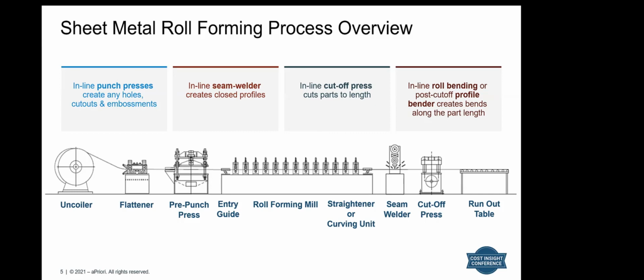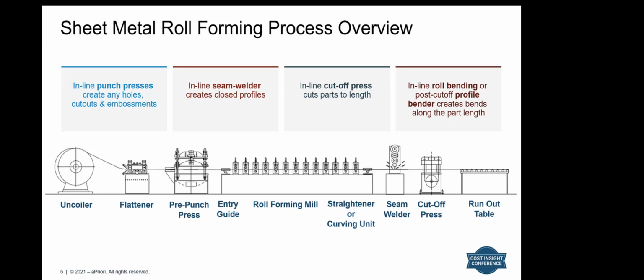But there may be additional punch presses required after the roll forming mill, which we call post-punching, or even between roll dies, which we call mid-punching, if tighter tolerances are specified for the punch features and the accessibility of the geometry requires it.